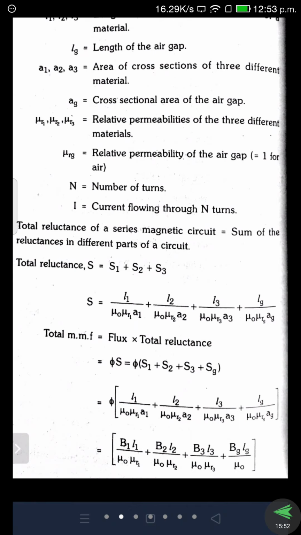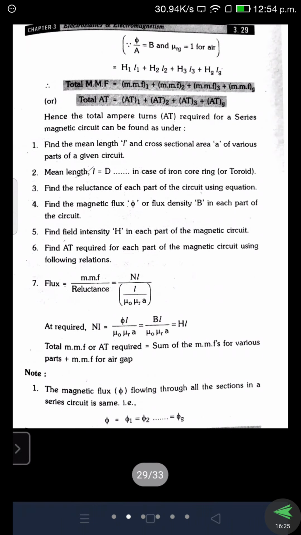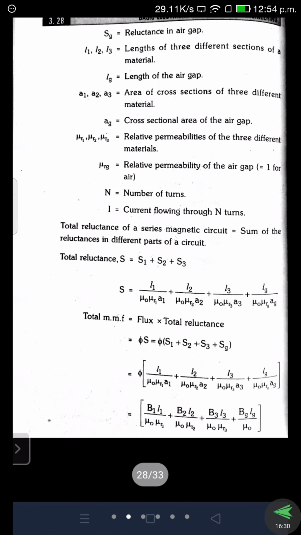Already we know that pi by A is equal to B. But here A1 is there, because of that reason we get the term as B1 into L1 by mu naught into mu R1 plus B2 into L2 by mu naught into mu R2 plus B3 into L3 by mu naught into mu R3 plus BG into LG by mu naught into mu RG. Here, mu RG we are substituting the value as 1 because it is air.